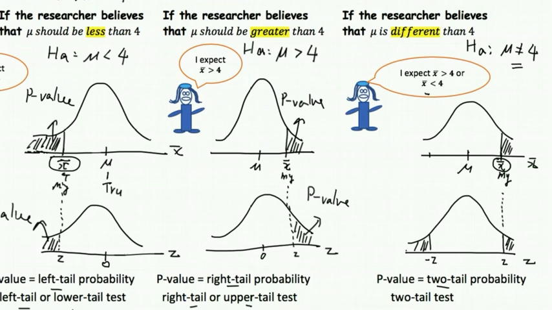Our p-value is both the left tail and also the right tail. Our p-value actually is the sum of the two tails. So let's say if I call this tail probability A, if I call that tail probability B, our p-value is equal to left tail plus right tail. So this type of test is called a two-tailed test.